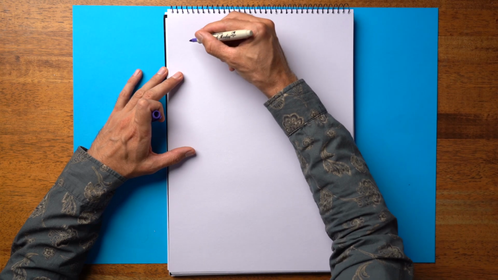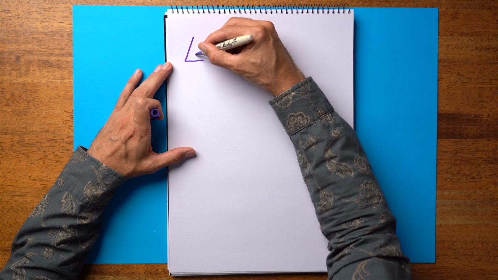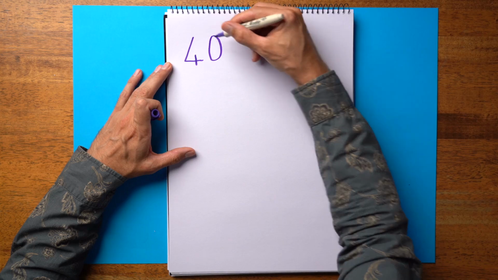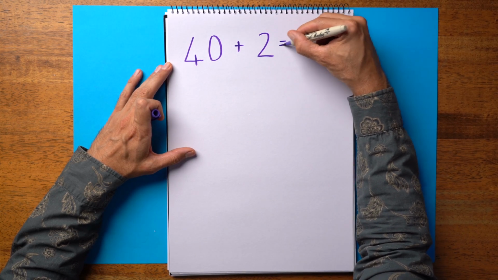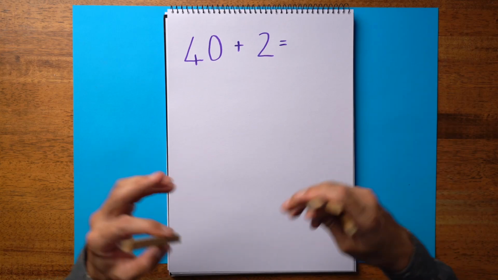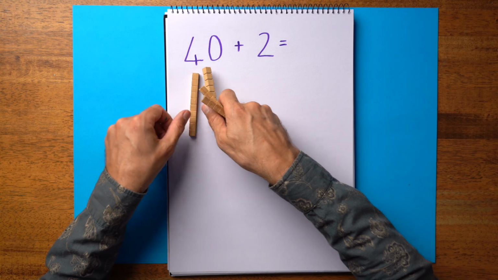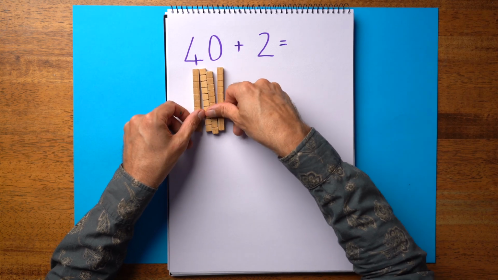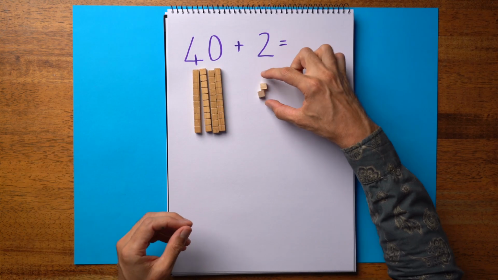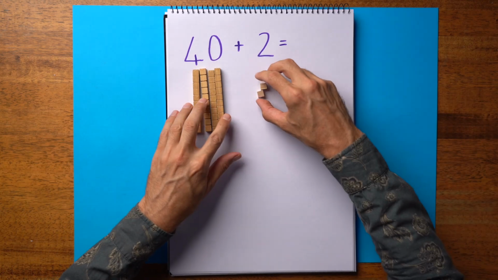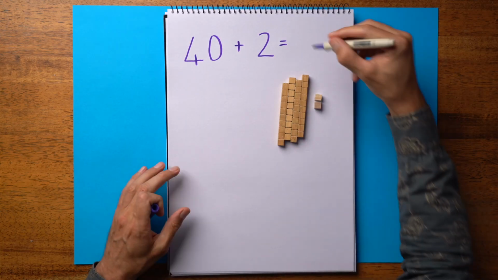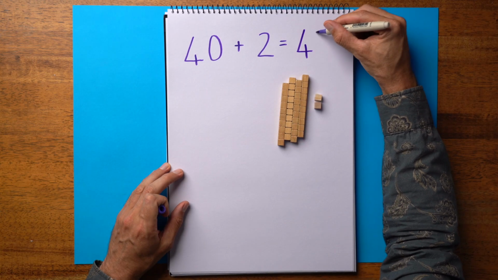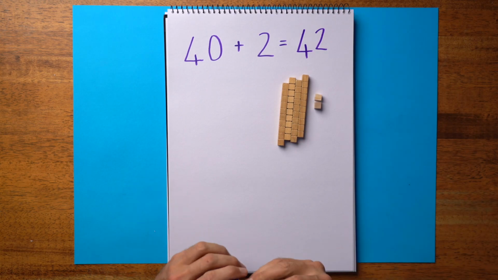You might need to do something like this. 40, which is 4 tens and no ones, plus 2 ones. And this is how we do it. So we can make the number with our base 10 blocks, which is 4 tens and no ones, plus 2 ones. And as before, all we need to do is bring these two together and write our answer, which is going to be 4 tens and 2 ones, or 42.